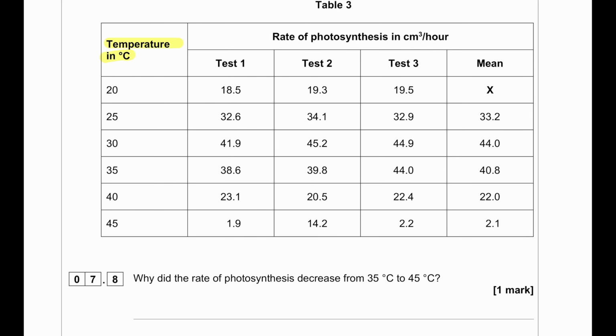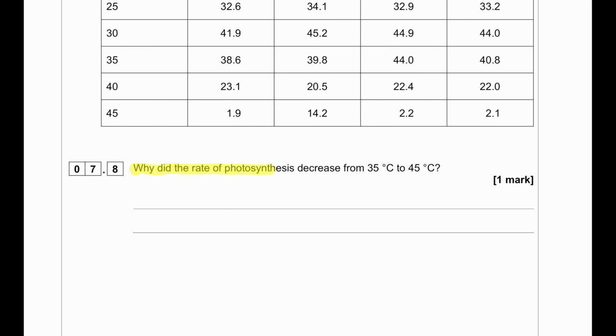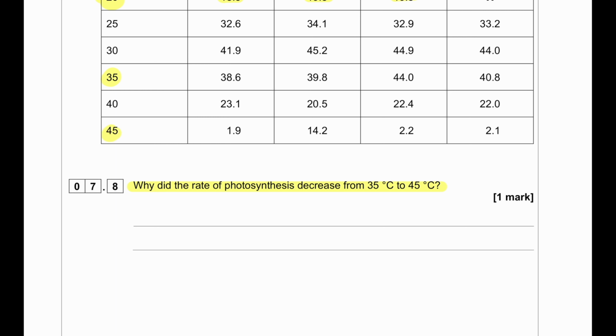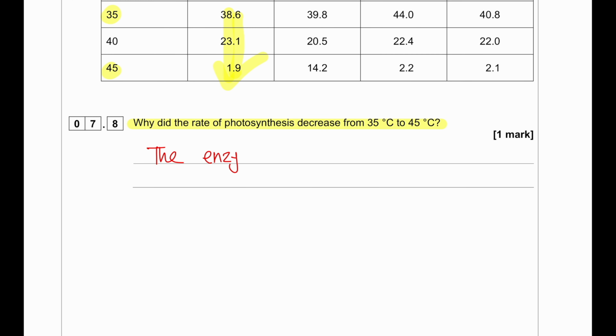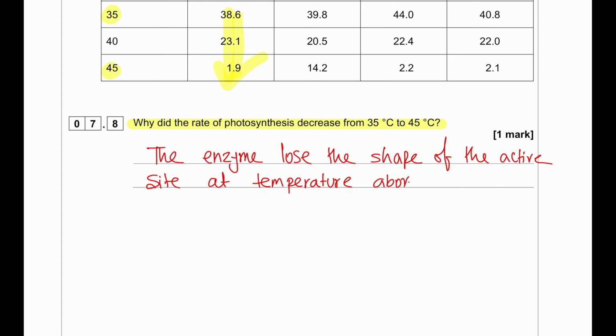Temperature in degrees Celsius and rate of photosynthesis in cm cube per hour. If the temperature is 20 degrees Celsius, in test 1 we got 18.5, test 2 we got 19.3, and test 3 we got 19. And why did the rate of photosynthesis decrease from 35 to 45 degrees Celsius? So from 35 to 45 degrees Celsius, we could see that there was a decrease. But why did it decrease? Because this is at a high temperature. Maybe the enzymes within that particular cell denatured. So the proper answer for this would be the enzymes lose the shape of the active site at higher temperature.